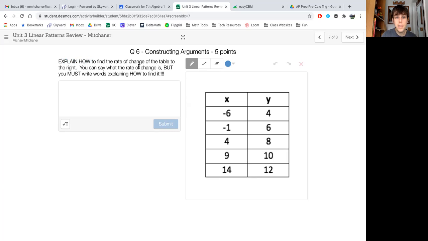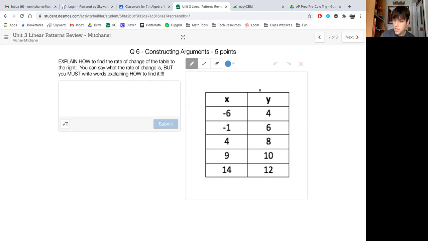Explain how to find the rate of change of the table to the right. You can say what the rate of change is, but you must write in words. So what we're saying here is just calculating rate of change, just figuring out change in y or change in x, just doing the process is not enough. You need to actually write in a sentence what you're doing. So let's go ahead and go through what we need to do.